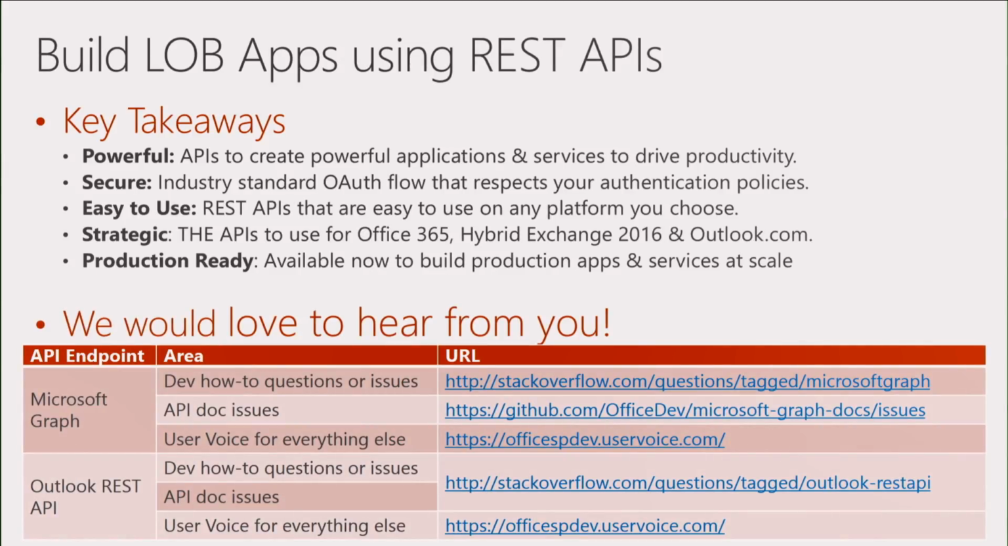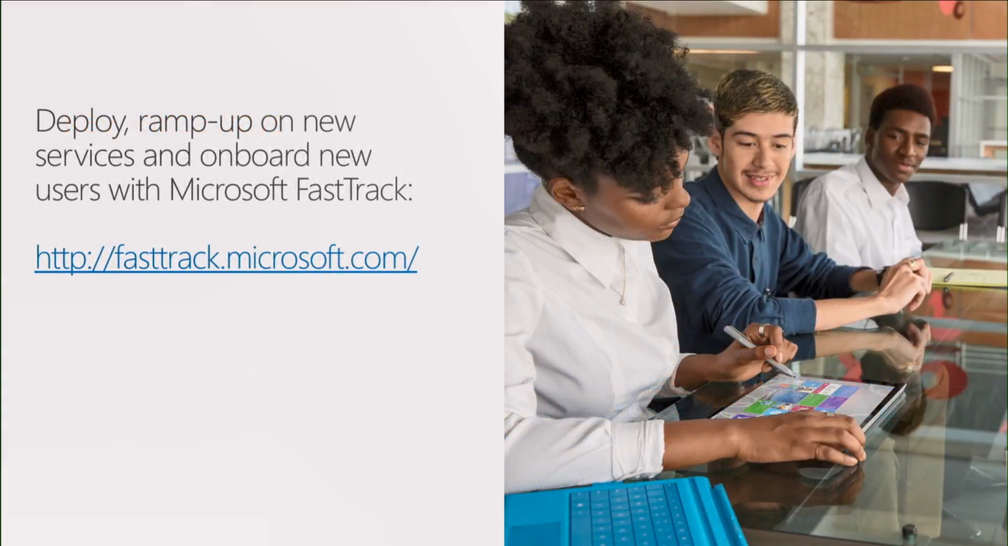And here's a set of resources. For Graph, if you have how-to questions and you're blocked, just go to Stack Overflow. For the API, we watch GitHub, so go submit a ticket, and go submit a user voice. Submit a user voice for anything else, and it gets voted, so we'll know which one is bubbling up to the top. And similarly for Outlook REST API, you can either post on Stack Overflow or use the same user voice forum.